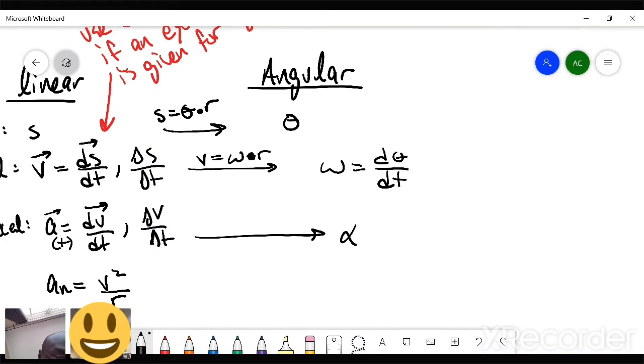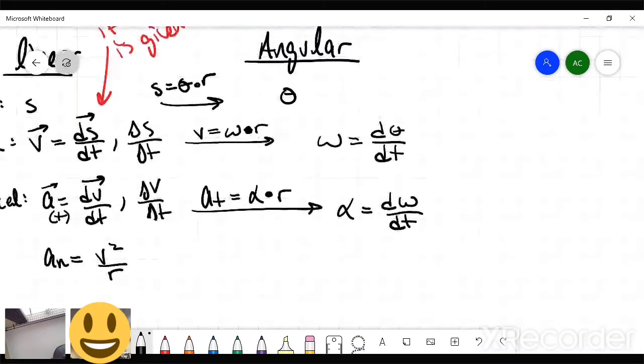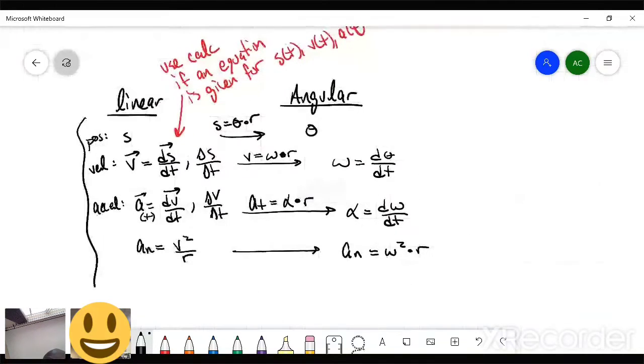And then last but not least, you get regular acceleration. Tangential acceleration, excuse me, converts into alpha, which is dw dt. And you have to say tangential acceleration specifically is alpha times r. And for the normal acceleration, it stays as a normal acceleration. Normal acceleration is a linear term and an angular term, and that's just going to be equal to w squared times r. And that's your conversion, and you're just using this right here.